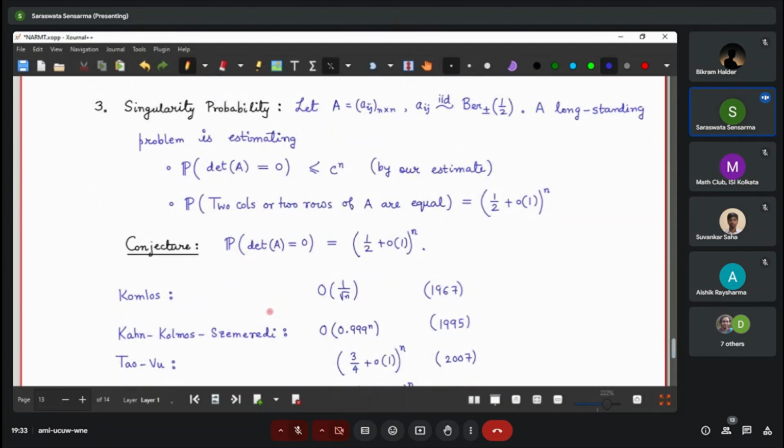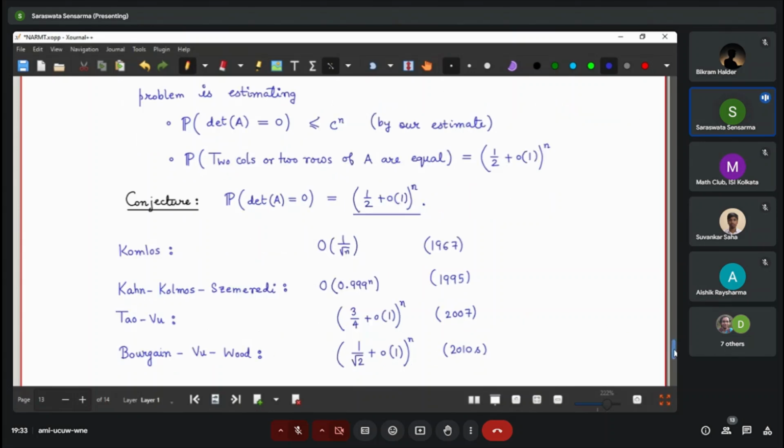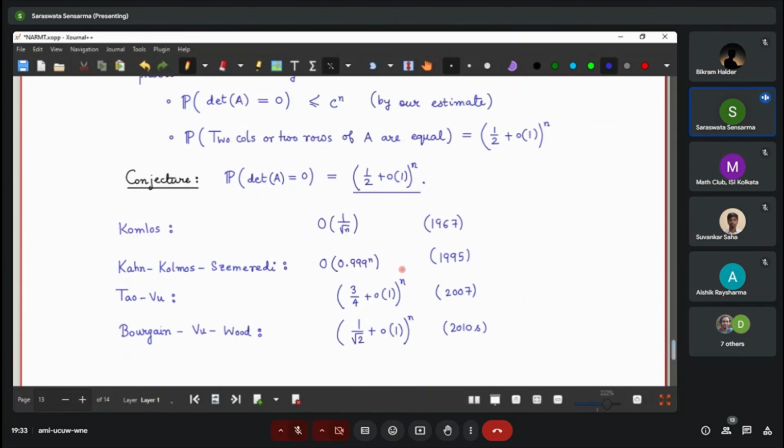In 1967 Komlós gave the first non-trivial bound. We want this, but we got an order of 1 over root n. Then in a remarkable paper, Kahn, Komlós, and Szemerédi gave this bound. Tao and Vu in 2007 improved upon that. Then Bourgain, Vu and Wood, it's a very recent paper, they improved upon it. And finally in 2018, this conjecture is no longer a conjecture, it became a theorem, and the proof was done by Tikhomirov.